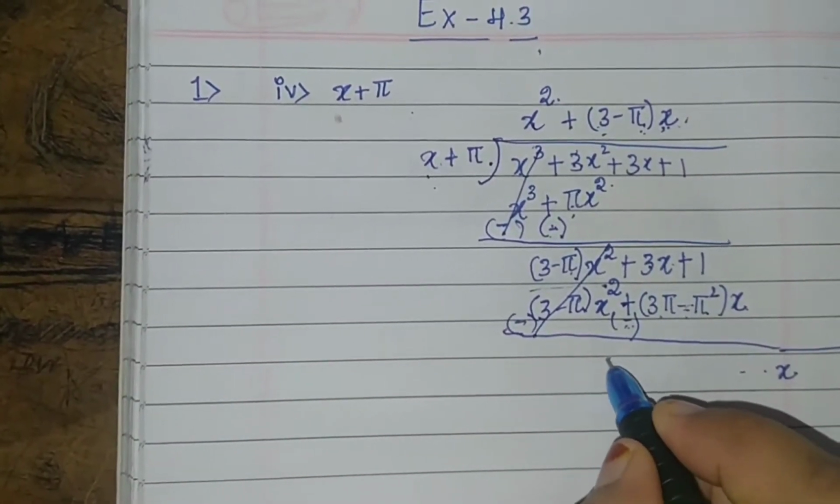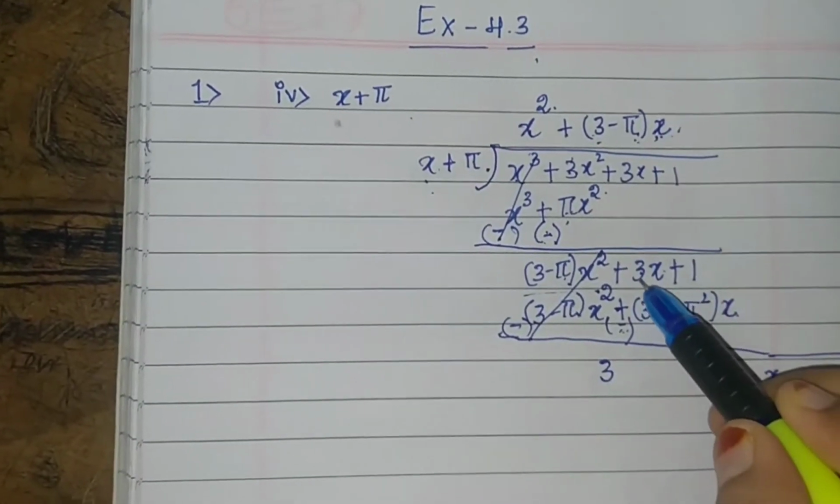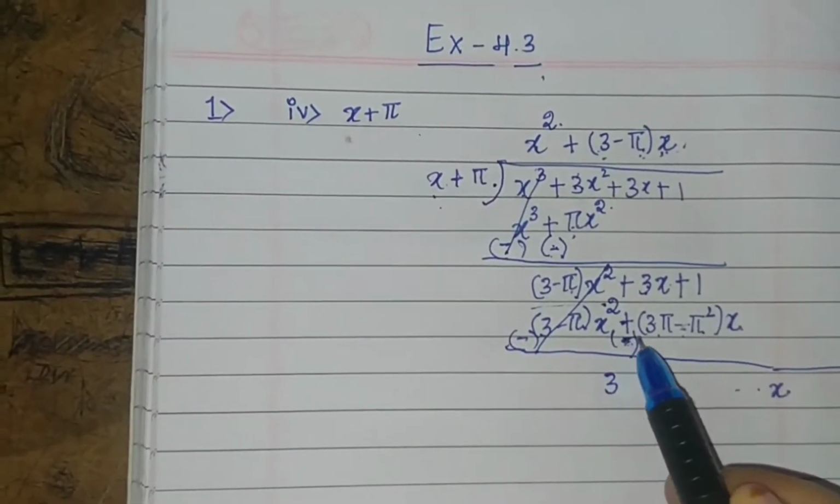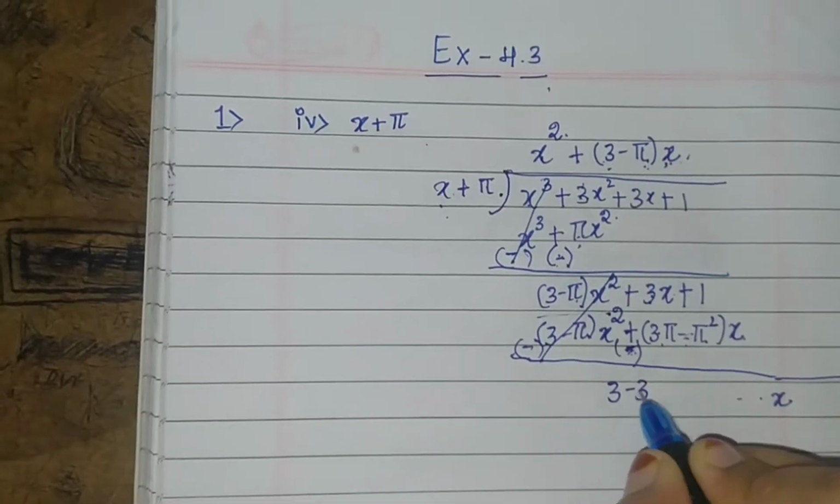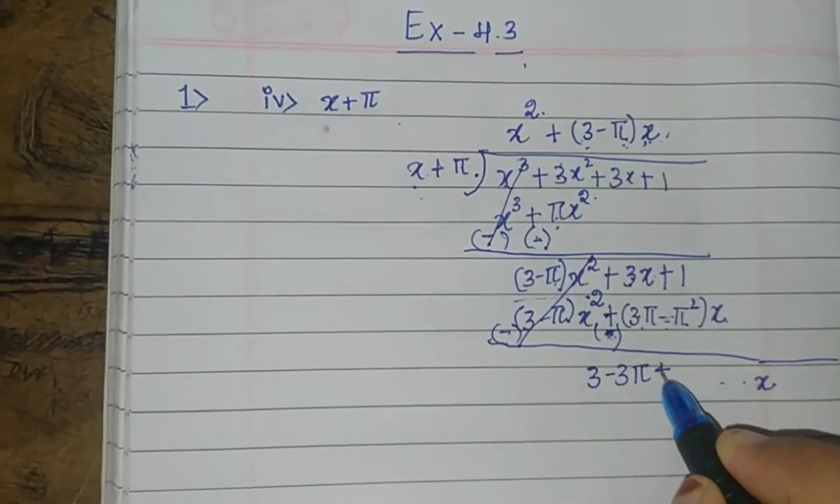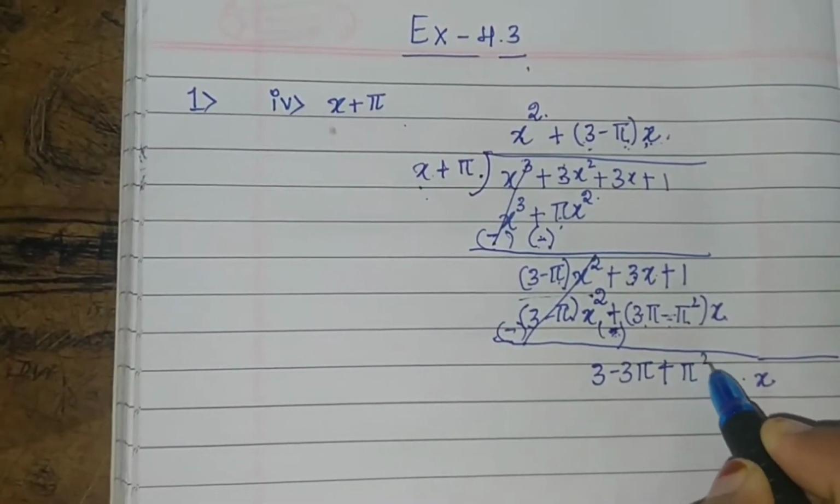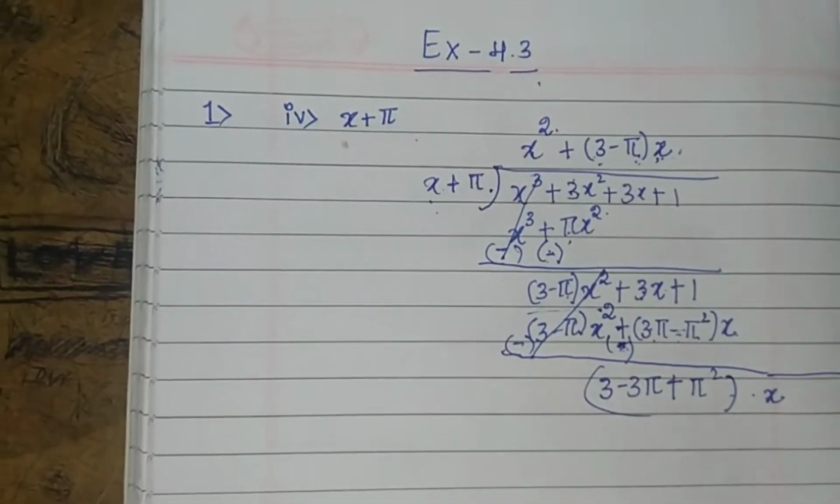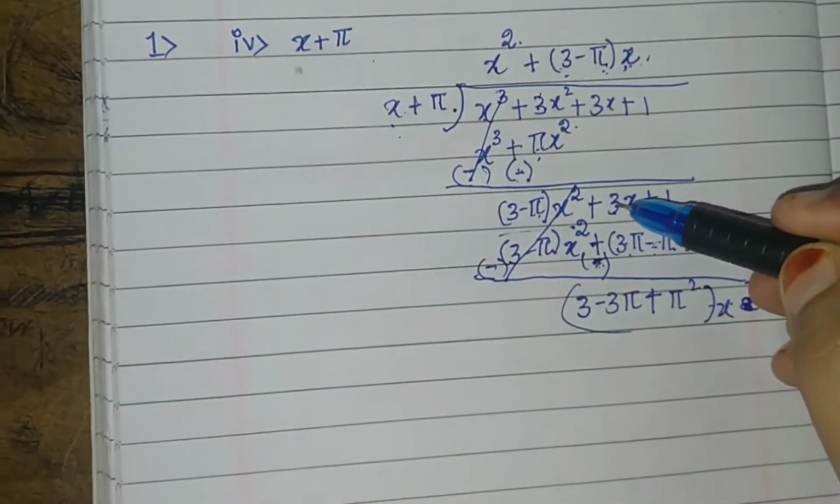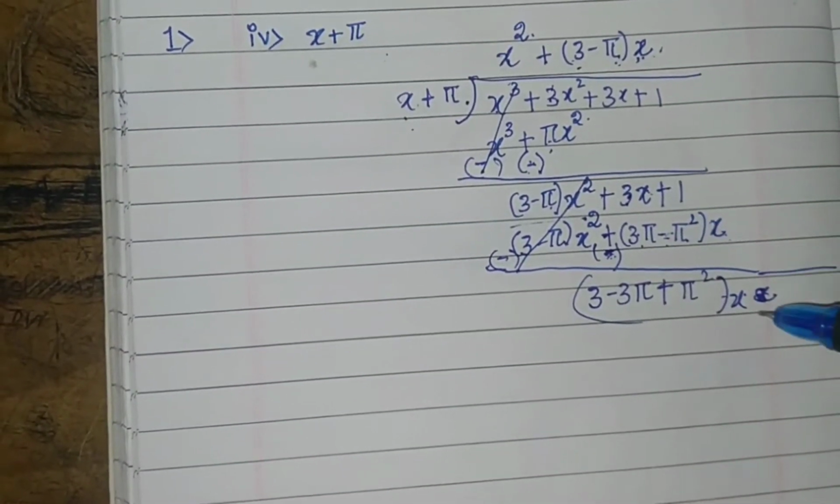This 3 I'll write over here as it is. Okay, so when you open the bracket, what are you going to get? Minus 3 pi. Minus into minus is nothing but plus pi square x. Okay, x. So now see here, understood this step: 3 as it is, x keep as it is.